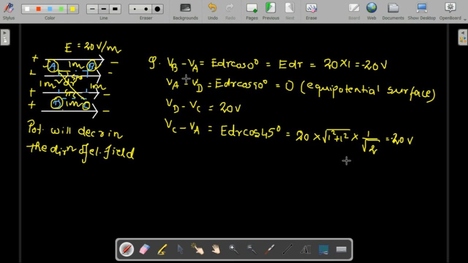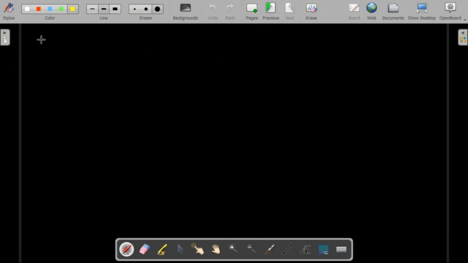So now what we observed is that if we know the electric field, we can find out the potential. The question is, is the reverse possible? Okay, let me just take it as delta, small distance, or the change in distance, you can say. If we know the electric field, we can find out the potential. Question is, if you know the potential, can we find out the electric field?